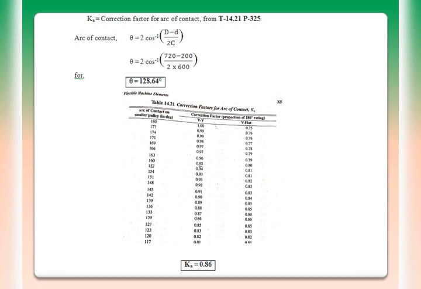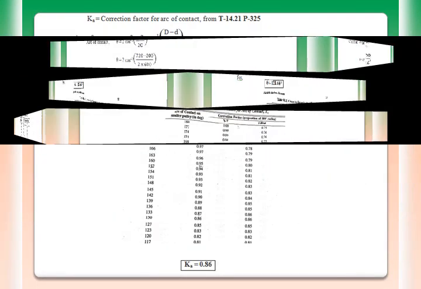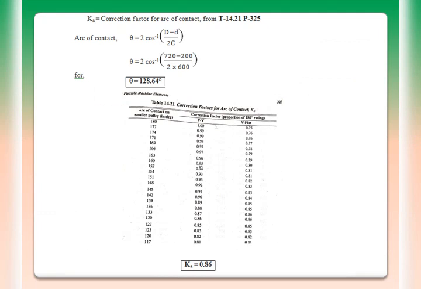Soon after getting the correction factors k suffix s and k suffix l, now we have to find k suffix a, the correction factor for arc of contact, by referring to table 14.21, page 325. But in that particular table, we need the arc of contact as reference. Once we have the arc of contact, then only it is possible to get the value of the correction factor. So we'll first find the arc of contact by using one of the fundamental equations.